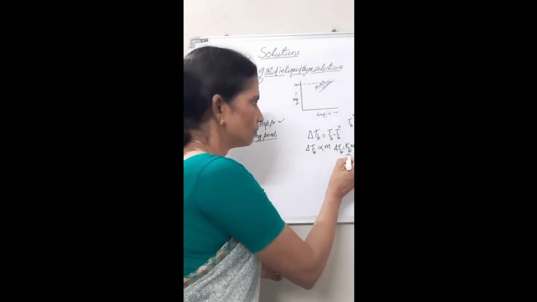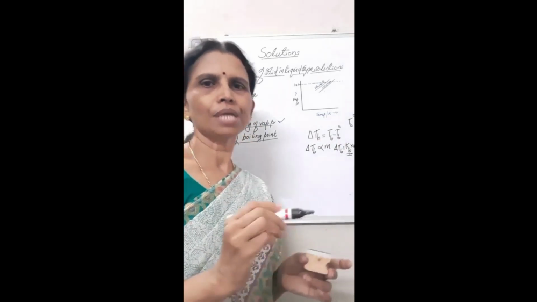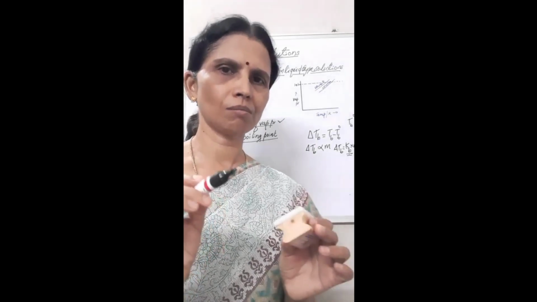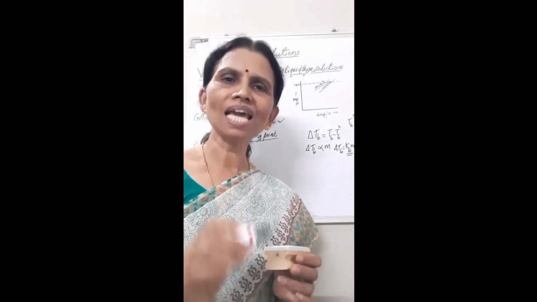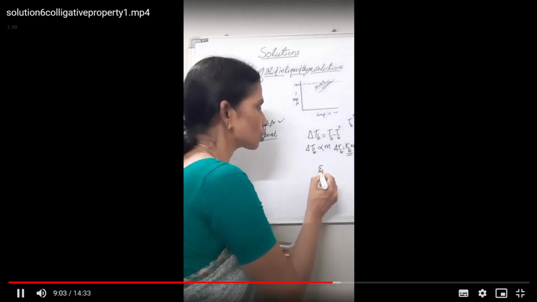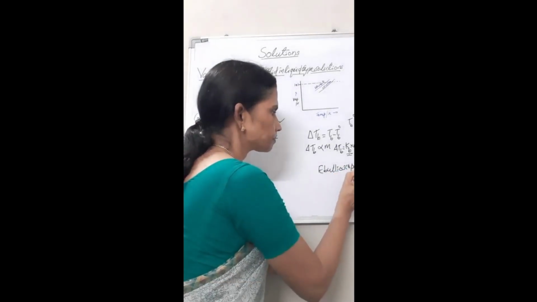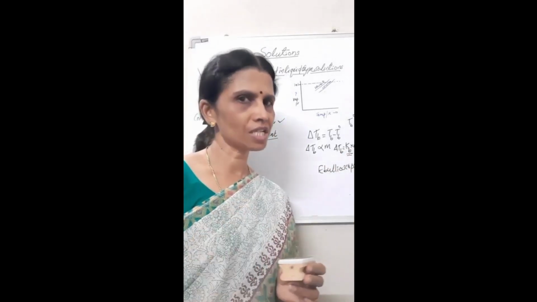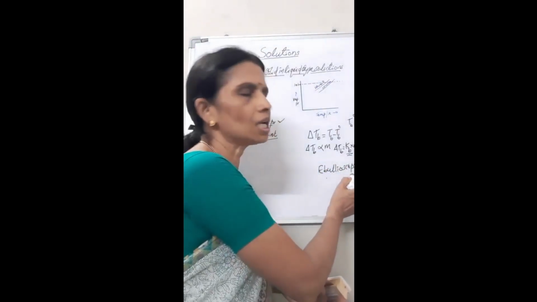And if we consider this constant, Kb is called the boiling point elevation constant, or molal elevation constant. It is also known as the ebullioscopic constant. So: boiling point elevation constant, molal elevation constant, or ebullioscopic constant.